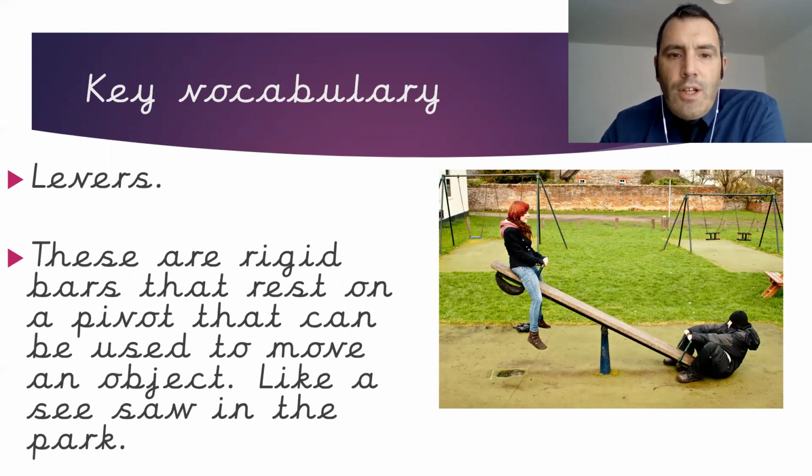Levers. These are rigid bars that rest on a pivot that can be used to move an object, like a seesaw in the park. So, the pivot is the part in the middle that the seesaw moves around. The rigid bar is the bit that you sit at either end of with your friend, and the object is you. You're trying to get your friend to move up in the air, and your friend's trying to get you to move up in the air.